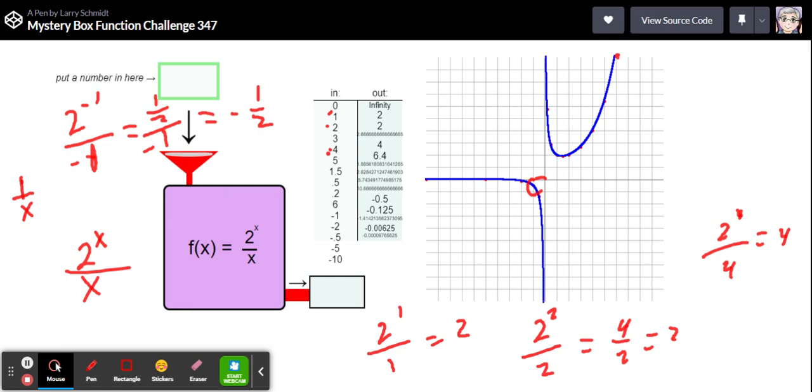Interesting. Well, how did that go for you? Let me know what you were thinking. I think this one was super tough.